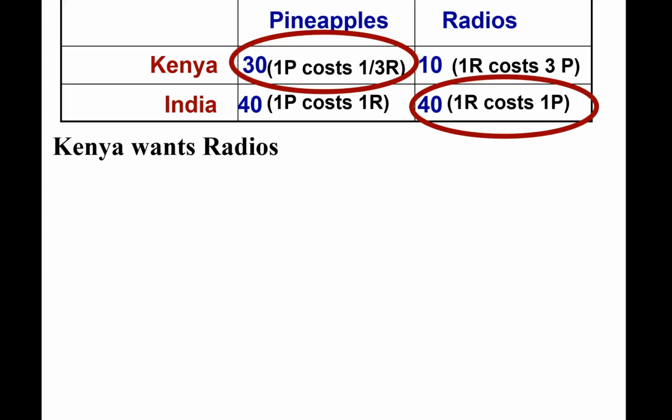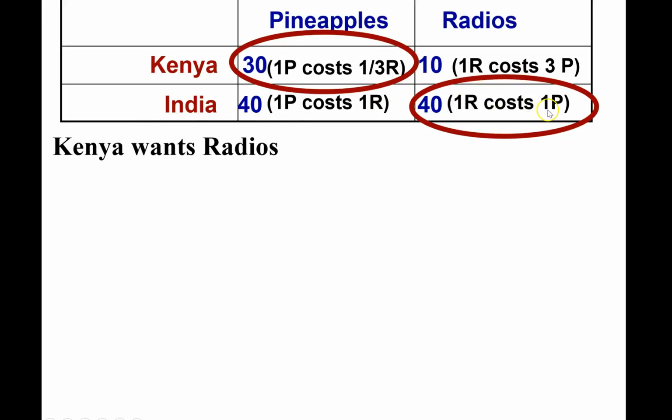But now let's talk terms of trade. So Kenya wants radios, right? Because they're specializing in pineapple. They're going to export pineapple and import radios. So they want to buy radios, but they don't want to pay more for the radio than it would cost them to produce it themselves. So right away you should be able to look at this and say, well, if Kenya produces 1 radio, it costs them 3 pineapples. So they want to be able to buy a radio for less than 3 pineapples.